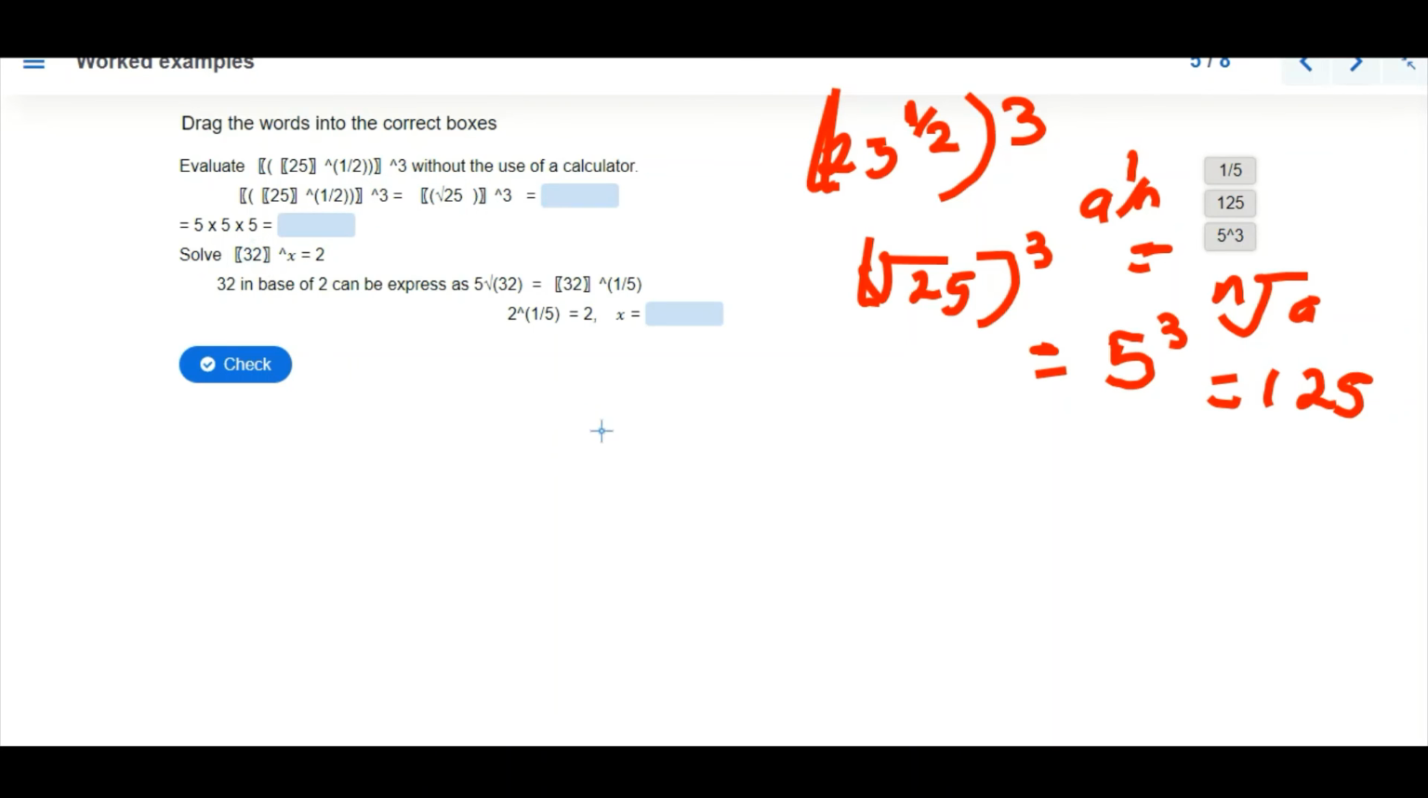125. Now let's solve the second one. This is 32 raised to power x equals 2. We have a base number of 2 here. So we look at how we can express 32 in a base number of 2 as well. How many times can we multiply 2 to give us 32? That is 5 times. So it's going to be 2 raised to power 5. That is 2 times 2 times 2 in 5 places to give us 32. So 2 raised to power 5.